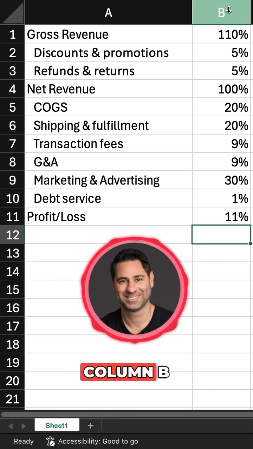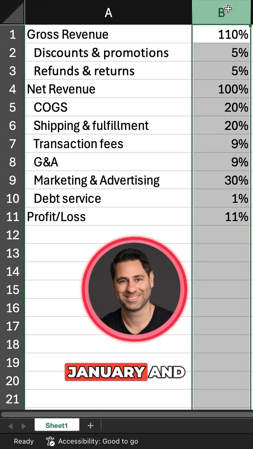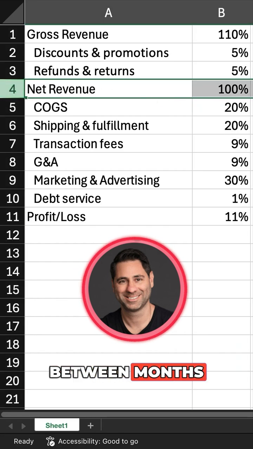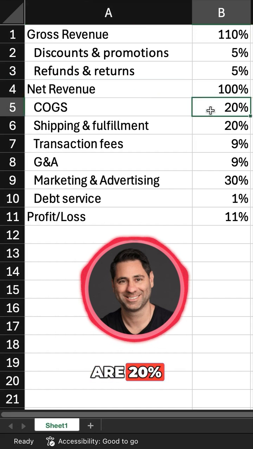So assuming that column B represents the month of January, and then column C is February, D is March, and so on, you could compare the same line between months. So, for example, if COGS are 20% in January and then in February they are 23, something happened. So either you started buying more expensive inventory or the blend of the products that you sell changed, meaning that you're selling more low margin products and less high margin products. And that's why your COGS as a percentage of net revenue could go up.